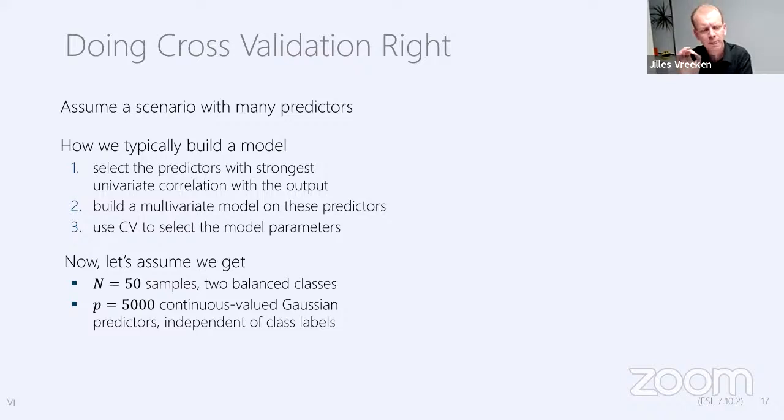Let's assume that we get 50 samples, 2 balanced classes. And we have, let's say, 5,000 continuous-valued Gaussian-distributed predictors that are independent of the class labels. So first, we have very little data. Second, we have 5,000 completely uninformative, essentially nonsense predictors. So what would the test error of any classifier on this data be? What is the true test error?